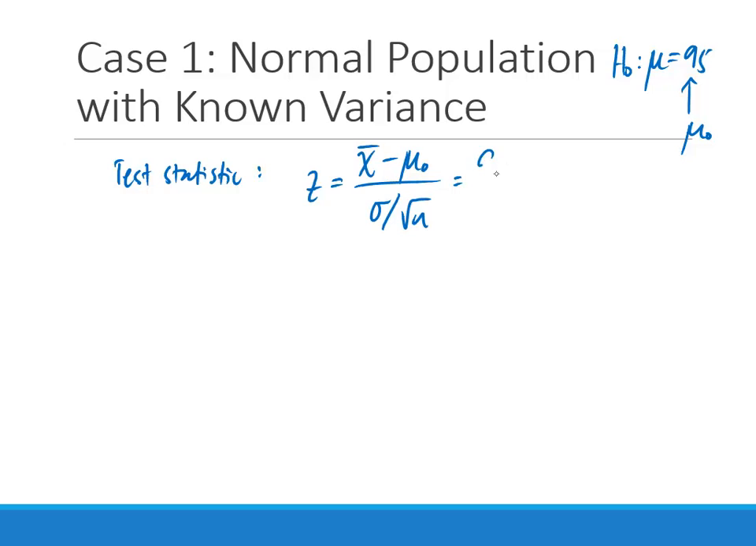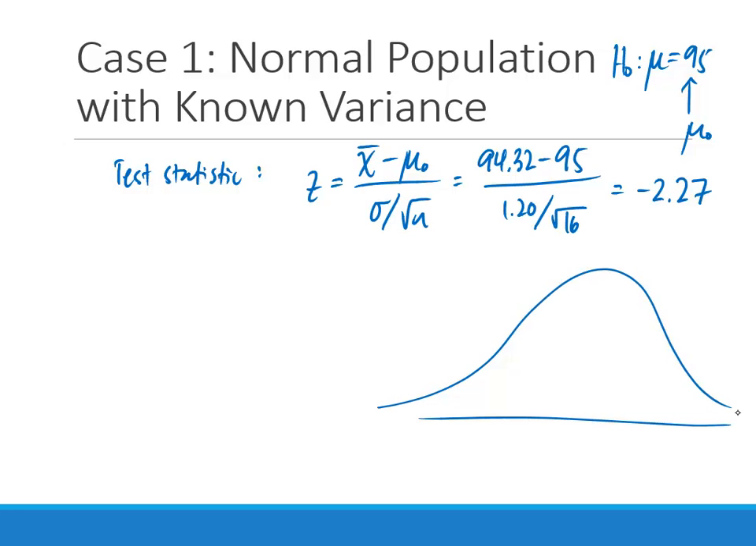X bar we observed was 94.32. Subtract off the hypothesized mean there, 95. Our standard deviation is 1.20, and our sample size was 16. Calculate that out, that'll give you negative 2.27. Okay, so here's our normal distribution that tells us about our test statistic z. It's centered at 0, and the value that we've calculated is down here at negative 2.27.